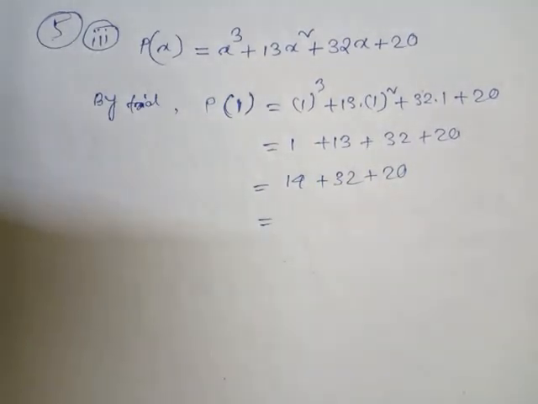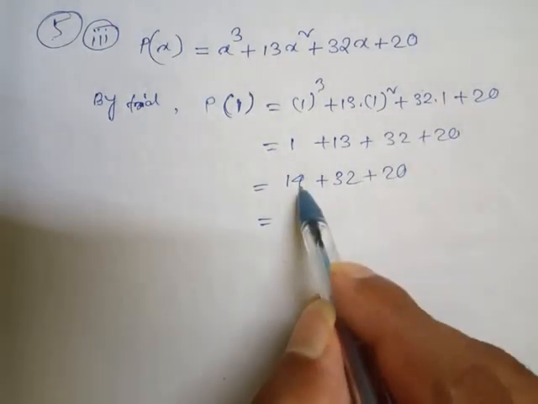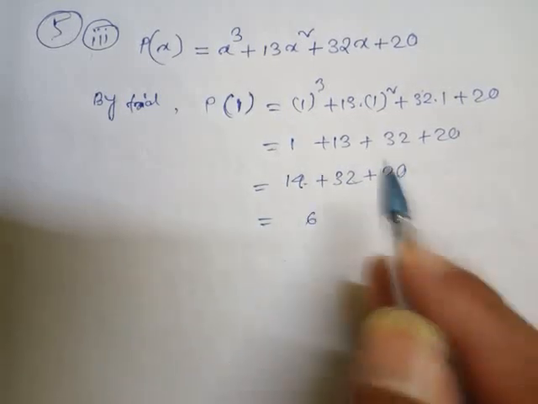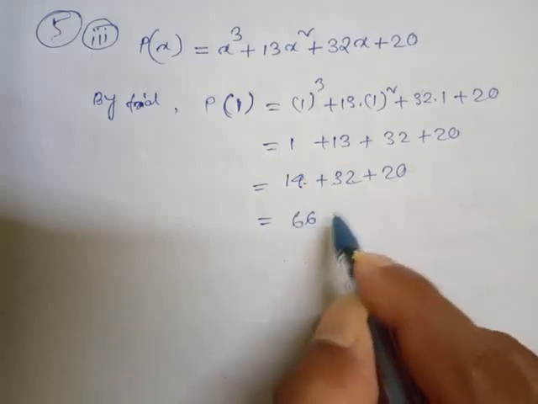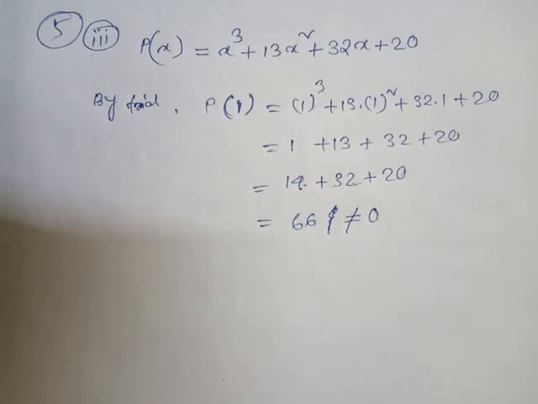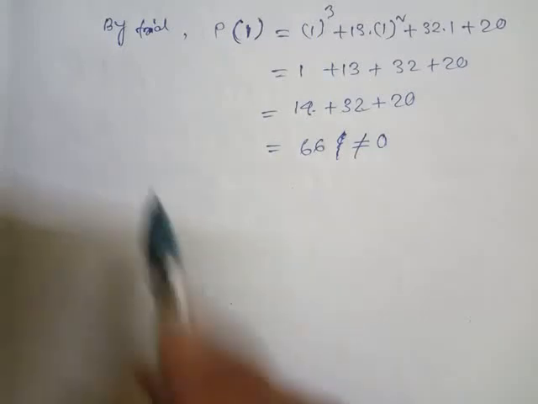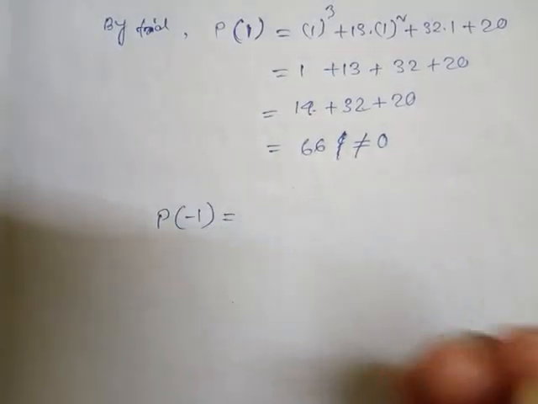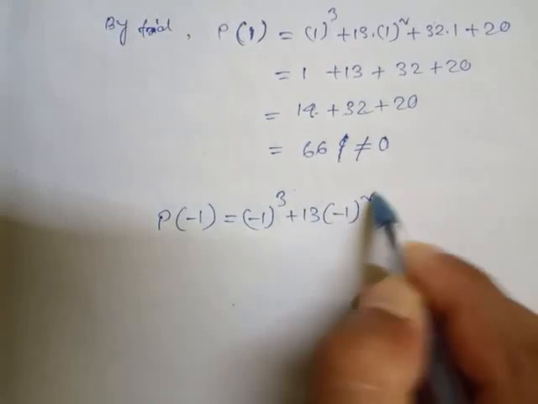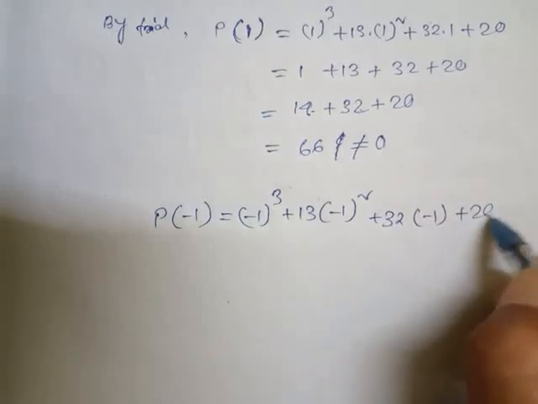So 14, 32, then 20. Go for the addition: 32 plus 14 is 46, plus 20 is 66. This is not equal to 0. First one over. Now the second one, p(minus 1). Let me check whether we will get 0 or not by using p(minus 1).